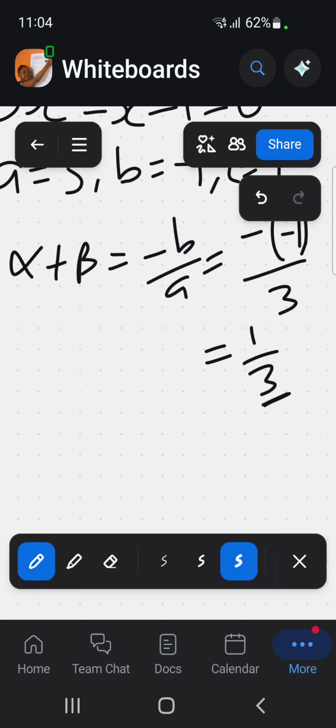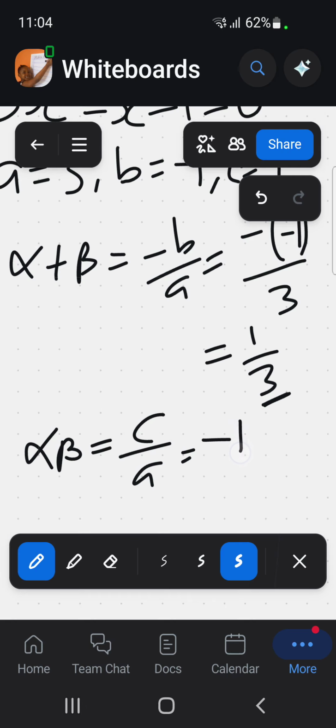Now for the product of the roots, that will be alpha beta. Alpha beta gives you c over a. Now what is c? c is negative 1, like we've identified there, over a, which is 3. So this is simply negative 1 over 3. So that's what it is for this. Thank you.